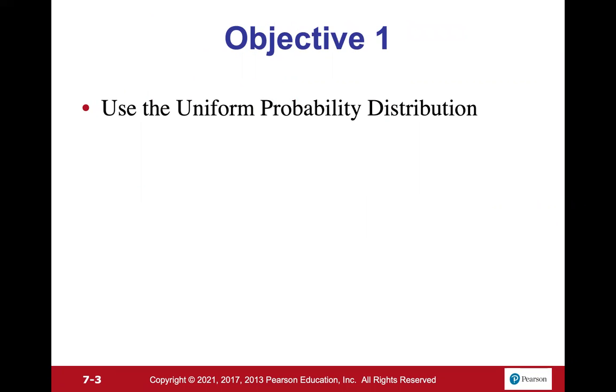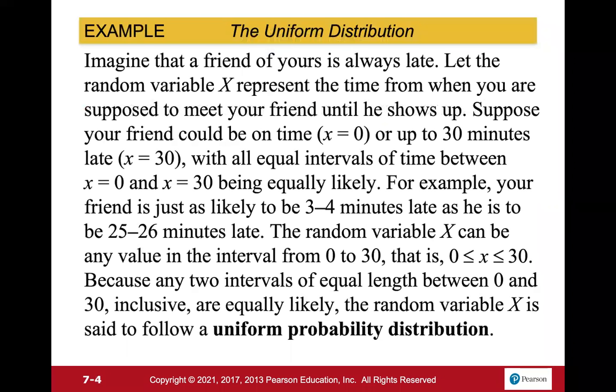So use the uniform probability distribution. So imagine that a friend of yours is always late. Let the random variable x represent the time from when you are supposed to meet your friend until he shows up. Suppose your friend could be on time, so that would be x equaling 0, or up to 30 minutes late, so x equaling 30, with all equal intervals of time between 0 and 30 being equally likely to happen.